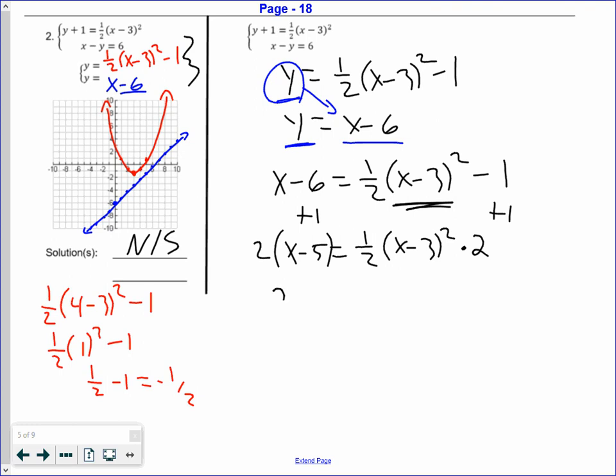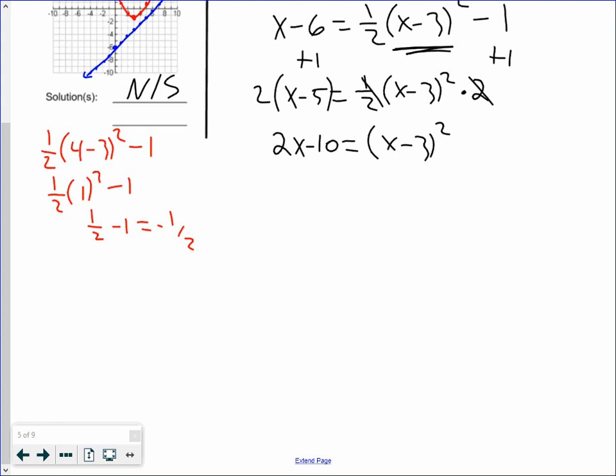So the left side becomes 2x minus 10. And this 1/2 and 2 cancel out, and I'm left with (x minus 3) all squared. So 2x minus 10 will equal (x minus 3) times (x minus 3). Right, I want to FOIL out that (x minus 3) squared. I don't want it in that form. I want it in standard form.